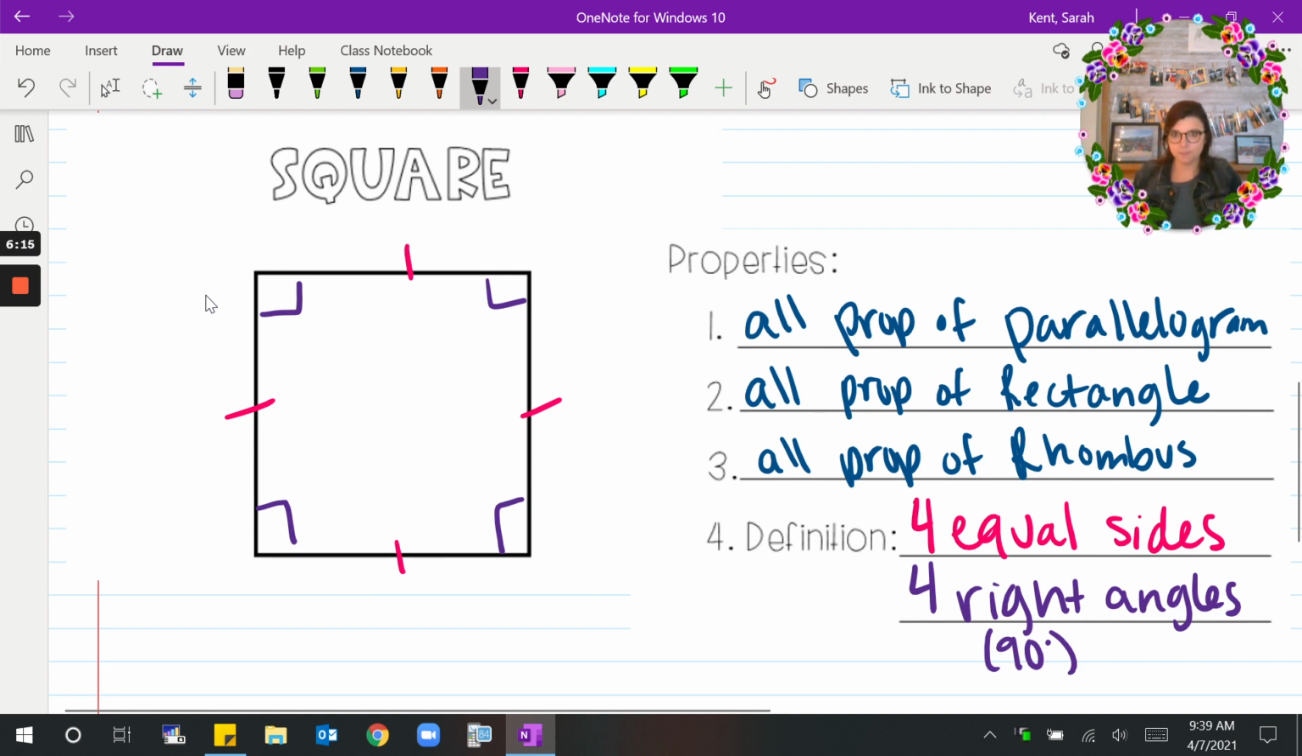Okay, that's all about squares and rhombuses. So take that and go try the practice. If you have questions, if you need help, please ask where you need help. All right, good luck.